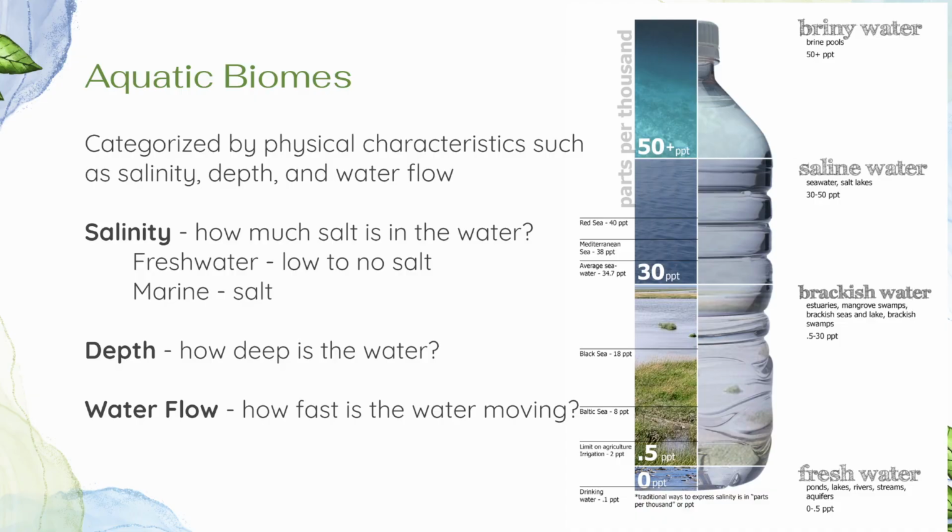Salinity refers to the amount of salt in the water. You have freshwater with low to no salt and marine biomes, which are salty. We'll also consider depth and water flow, or how fast the water is moving. Salinity is often measured in parts per thousand, or ppt. The diagram on this slide shows examples of different types of water, from freshwater with 0 to 0.5 ppt to briny water with over 50 ppt.